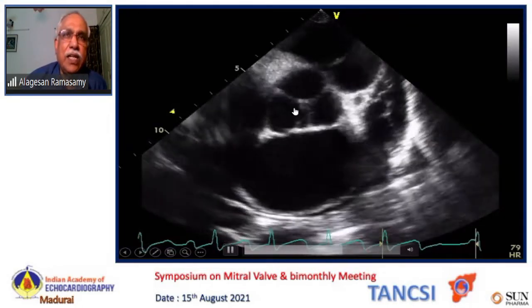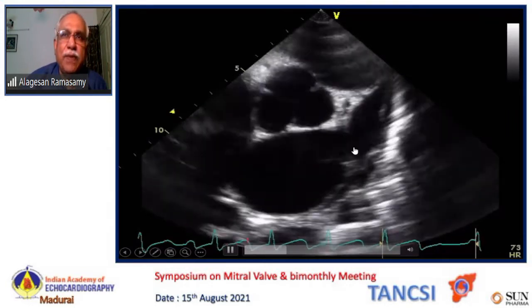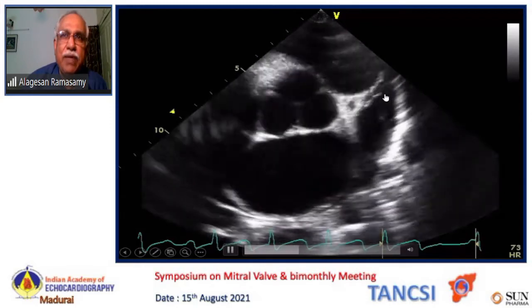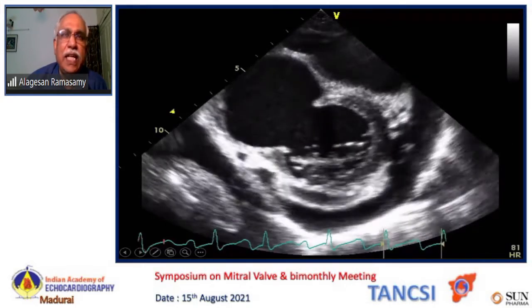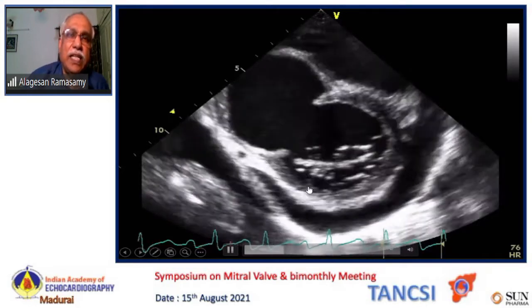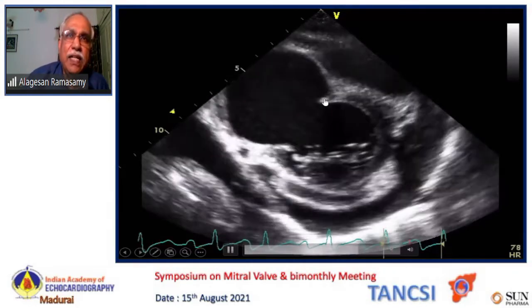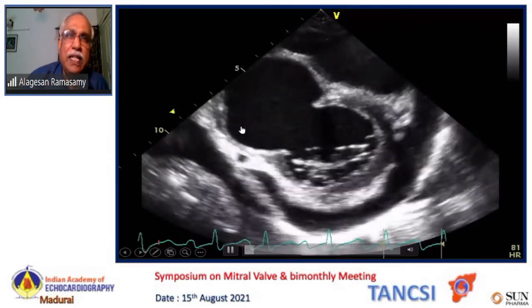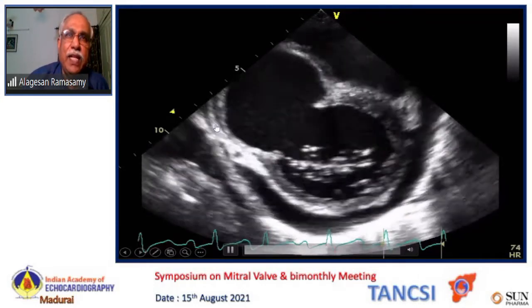So this is the parasternal short axis view, which shows a normal tricuspid aortic valve. The left atrium is dilated. The left atrial appendage is clearly made out. No clot inside the LA or LA appendage. And this is the most important one. This is the short axis view at the level of the mitral valve. There is a huge dropout in the interventricular septum, and there is a bulge into the right ventricle.